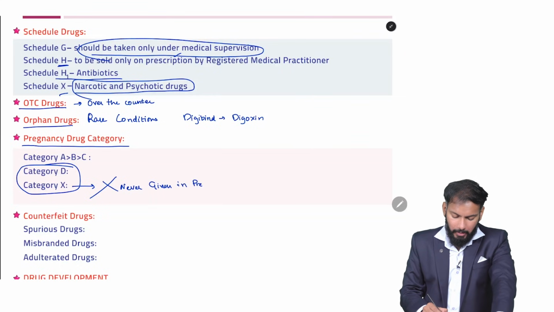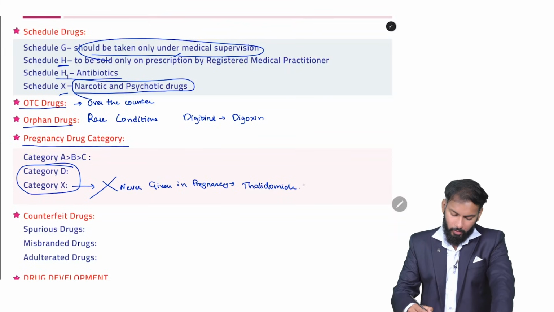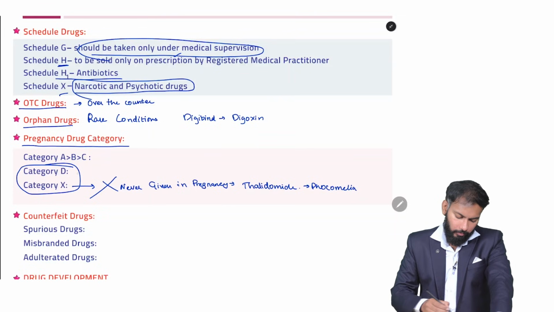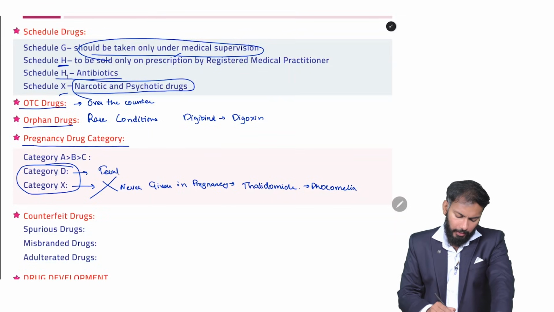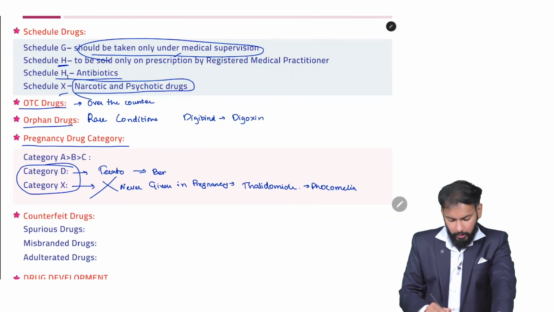Okay. An example is thalidomide. In the olden days, people used thalidomide for morning sickness and it caused something known as phocomelia. Category D is also causing teratogenicity, but it can be used when the benefit is more than the risk. Category A, B and C are safe to be used. That's all.